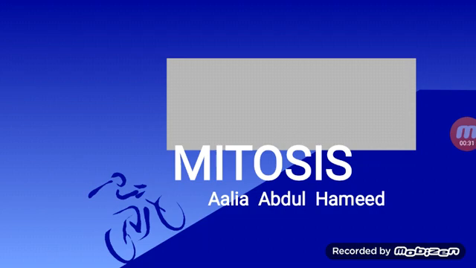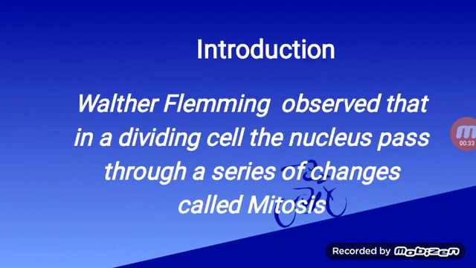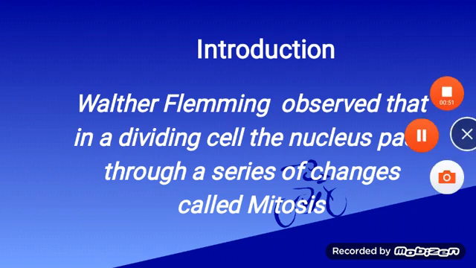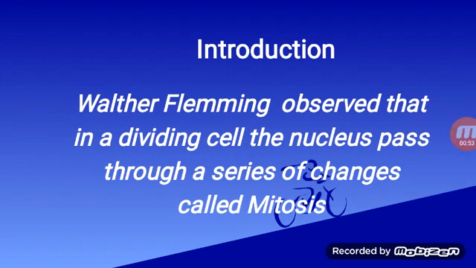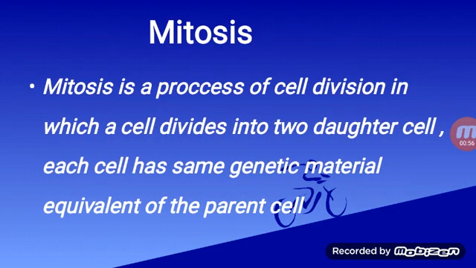Before going to the main topic, let's have a brief introduction to the mitosis process. Walther Flemming was the first scientist who discovered the process of mitosis in living organisms. Flemming observed that in a dividing cell, the cell nucleus passes through a series of changes called mitosis. What is mitosis? Mitosis is a process of cell division in which a cell divides into two daughter cells. Each cell has the same genetic material as the parent cell.